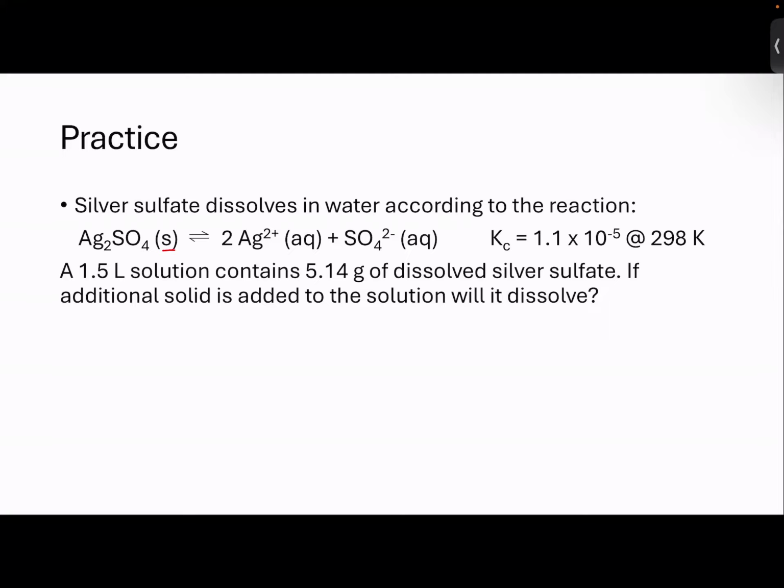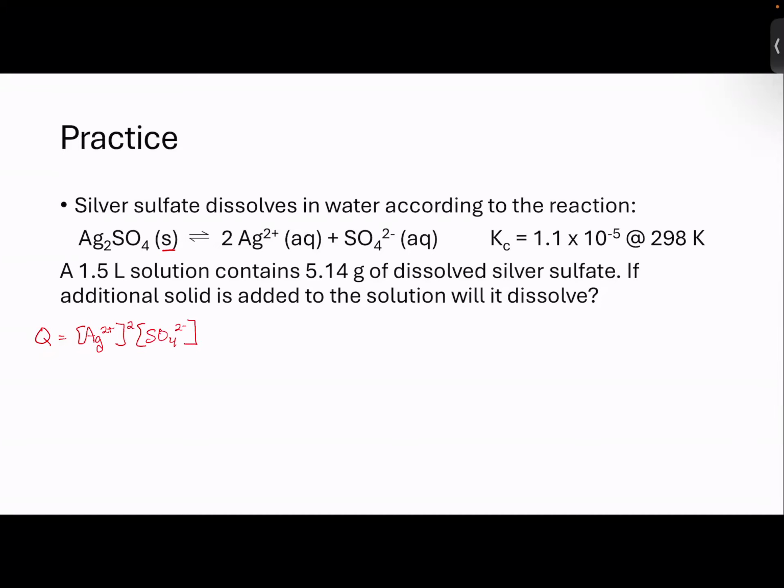Okay, so basically the first thing we have to do, when we're talking about K or Q, is develop the expression. In this case, it's going to be Ag+ squared times SO4 2- over 1, because we only include aqueous species and gases. The brackets mean concentration. So one of the first things I have to do is get the molarity of the silver sulfate that has dissolved.